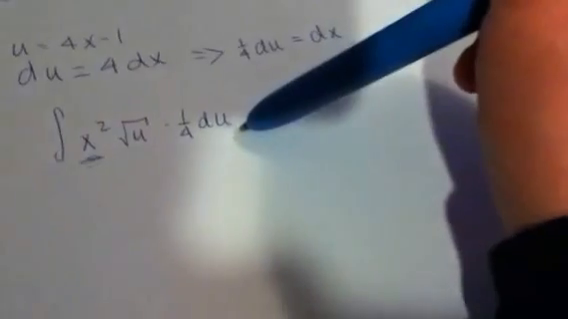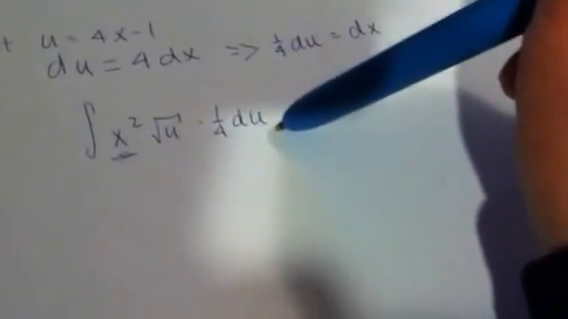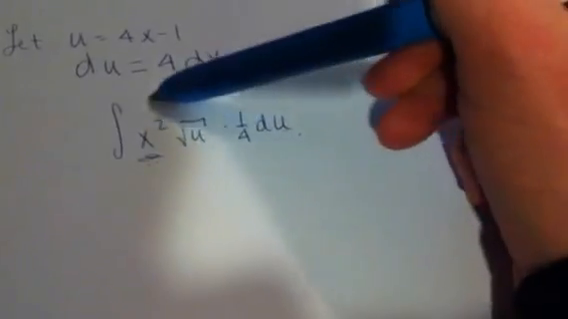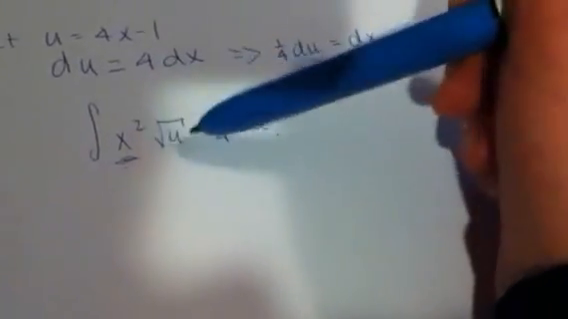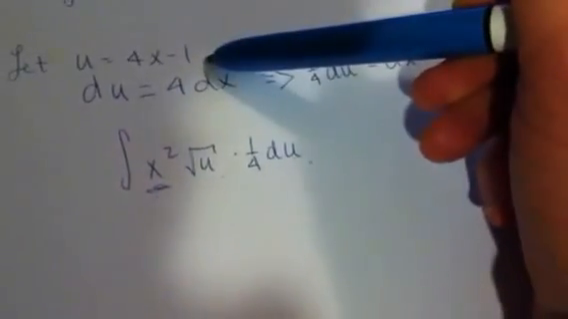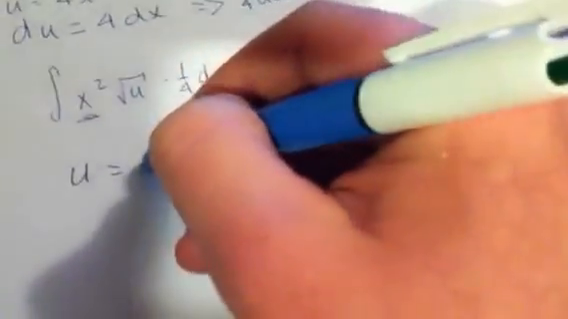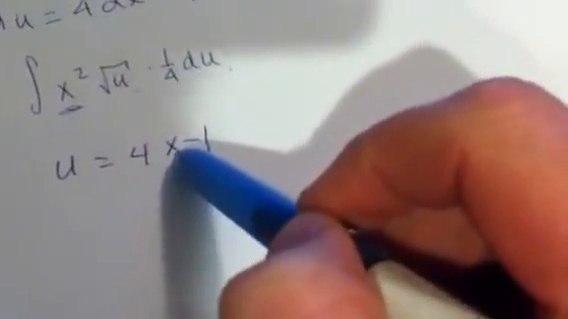This is great, but when you get to a position where you still have an x term amongst your u's, you'll need to do some further manipulation. We need to find out what x squared is if u is equal to 4x minus 1. To do that, we need to solve for x.